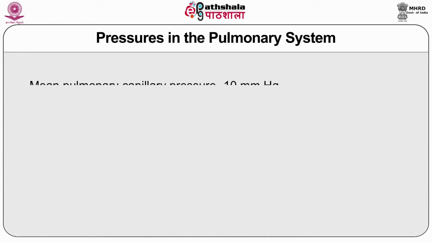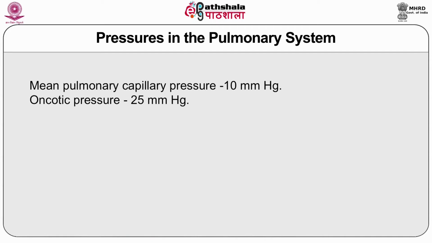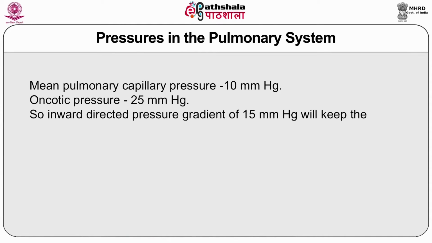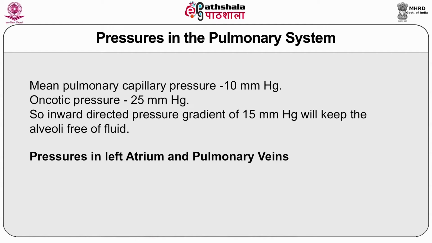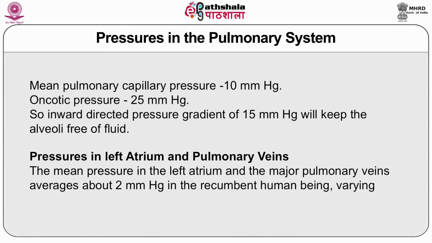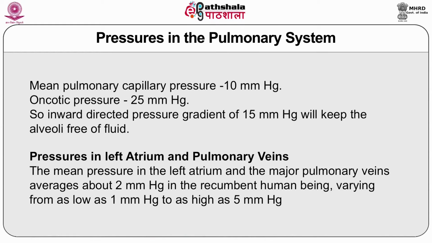The mean pulmonary capillary pressure is about 10 millimeter of mercury, whereas oncotic pressure is 25 millimeter of mercury. So, the resulting inward directed pressure gradient of 15 millimeter of mercury, which is very small, will keep the alveoli free of fluid. The mean pressure in the left atrium and the major pulmonary veins averages about 2 millimeter of mercury in the recumbent human being. It varies from as low as 1 millimeter of mercury to as high as 5 millimeter of mercury.